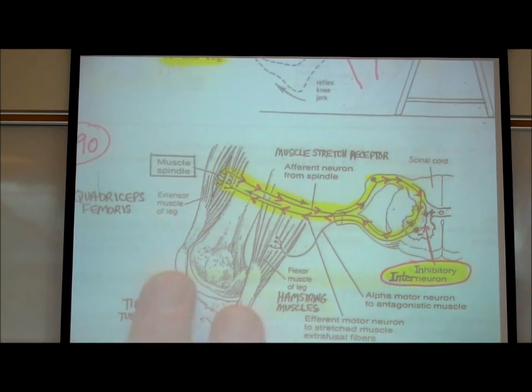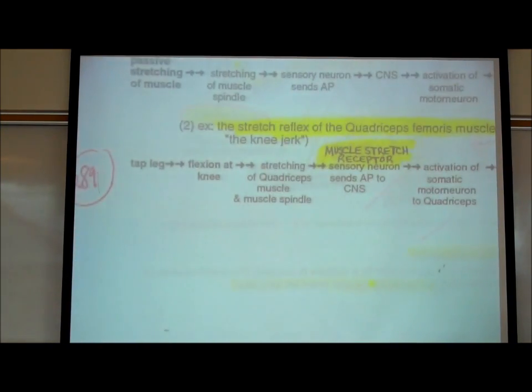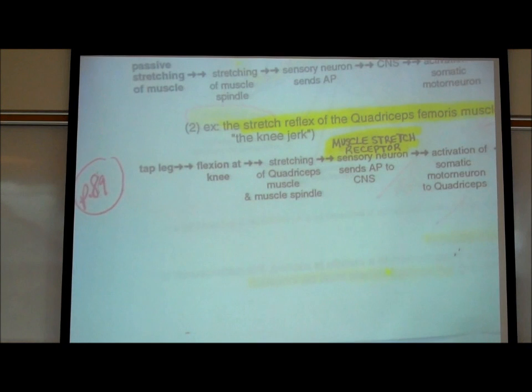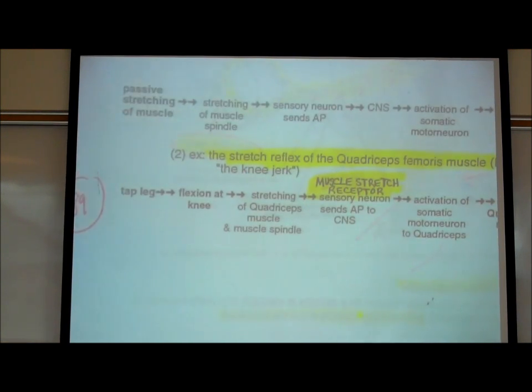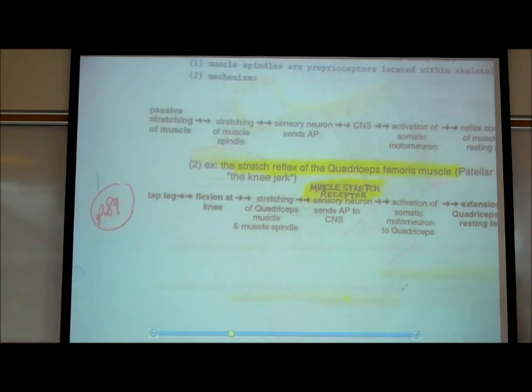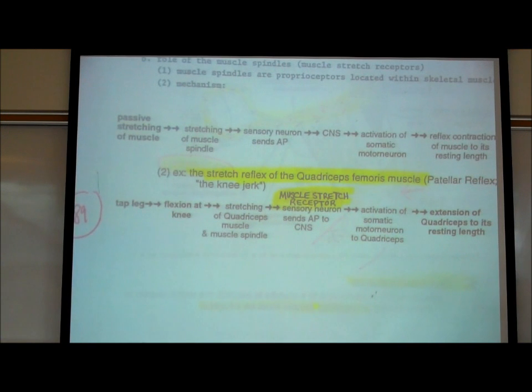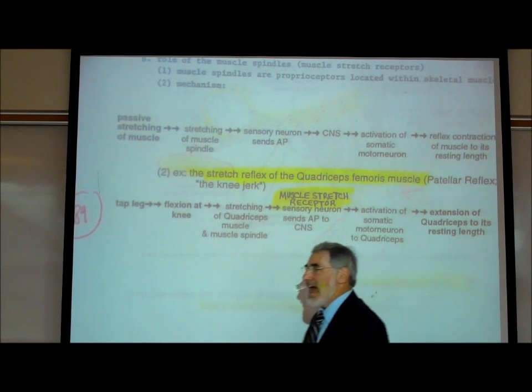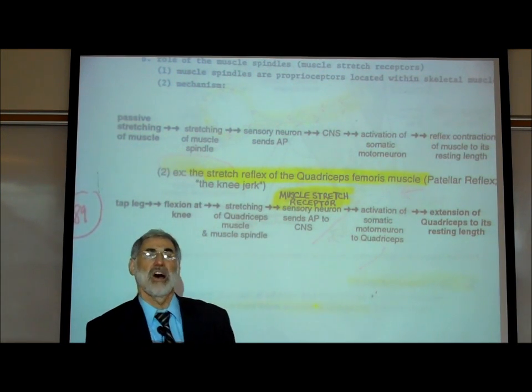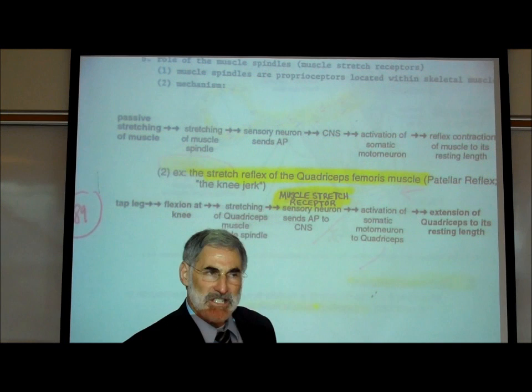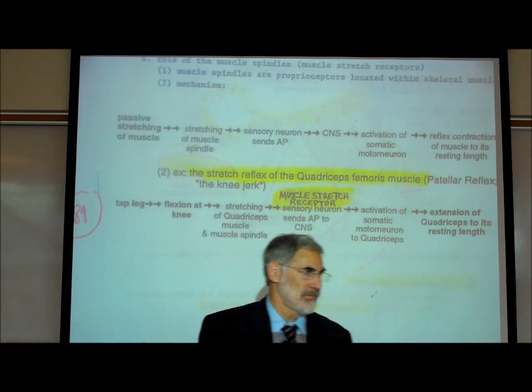So let's just summarize this quadriceps one more time on the previous page, 89. So how does the knee jerk work? You can see there's more to this knee jerk than you thought. Now you know that the purpose of the knee jerk is to counteract gravity.